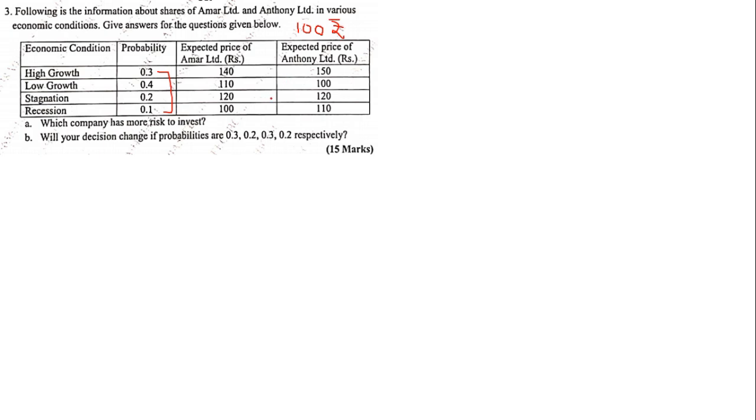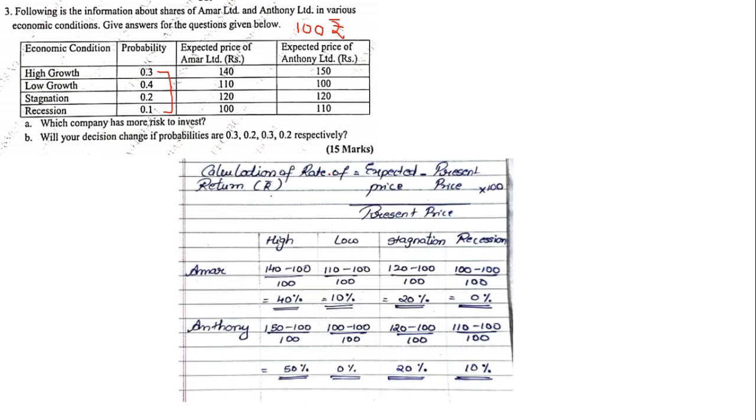Okay, so here the returns are not given, so we'll have to first find the return. So there's a formula for that. So we'll note down that formula first. Calculation of rate of return is expected price given in the question minus the present price, which I have written on top is 100, upon the present price, which is again 100, into 100. So we'll have to first convert all this expected price into rate of return, and based on that, we can solve the sum.